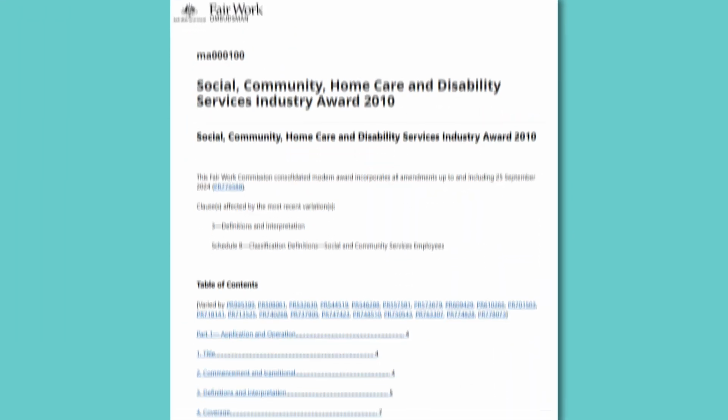All employees in the SCHADS award need to meet a minimum wage guided by pay points and levels. This depends on their employment type and work capacity. You need to carefully consider what classification in the SCHADS award applies to them, because the classification of your employee will determine their correct pay rate.